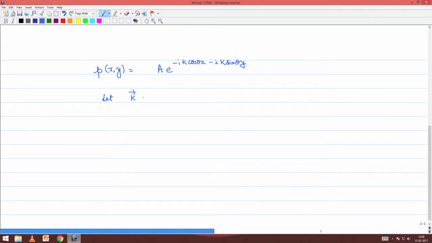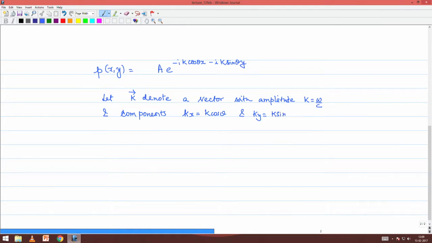Okay. So, what we note is that let k vector this time denote a vector with amplitude k, which is equal to omega by c, and components k x, which is equal to k cos theta, and k y, which is equal to k sin theta.